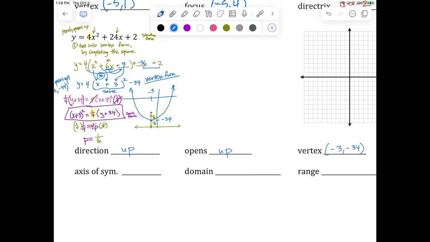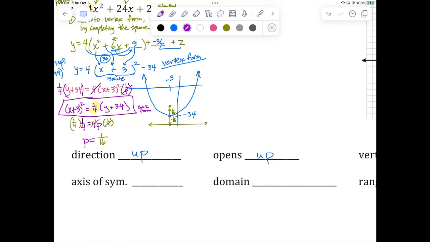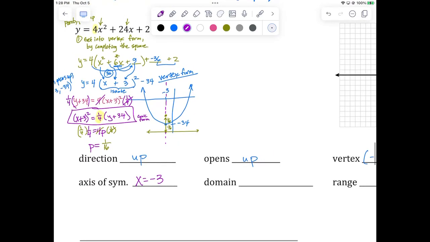-3 and -34. The axis of symmetry, let's see what that is. That's that imaginary vertical line, in this case, that runs through the vertex. And because it's vertical, it's x equals, and what's the x coordinate? -3, good. The domain, oh, that's a good question. We haven't been asking that on the others. What's the domain of all parabolas? All real numbers. And you can always put the double-bar R. That's fine.